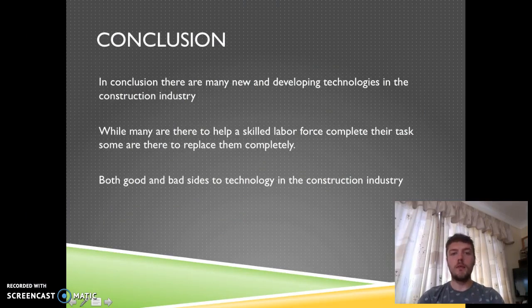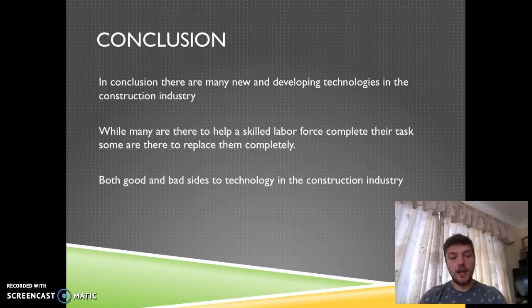So in conclusion, there are many new and developing technologies within the construction industry. While many are there to help a skilled labour force complete their tasks, some are there to replace them completely. This is something I feel should not happen, as if you replace the skilled labour force, you're only going to end up with more unemployment within the island. And the construction industry within the island is going through its toughest time that it has seen for many years. So there are both good and bad sides to the technology in the construction industry.